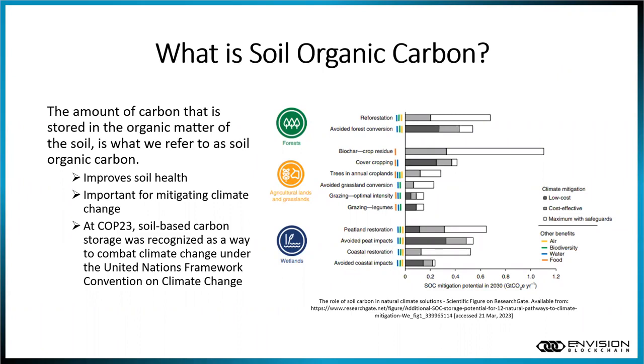And on the right-hand side of the page, you'll find an image outlining the various practices that can influence soil organic carbon. Reforestation is one of the activities that can be done in forest areas, while cover cropping is a common practice in agricultural lands and grasslands. Wetlands, on the other hand, can benefit from activities such as peatland restoration.